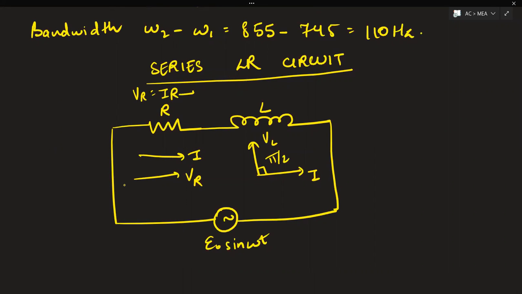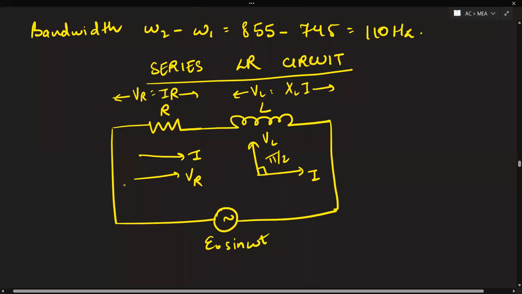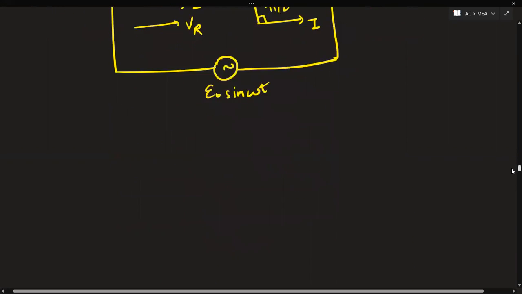VR is equal to IR and VL will be equal to XL into I. That's how we write it. From here, even if you want to draw the phasor diagram.